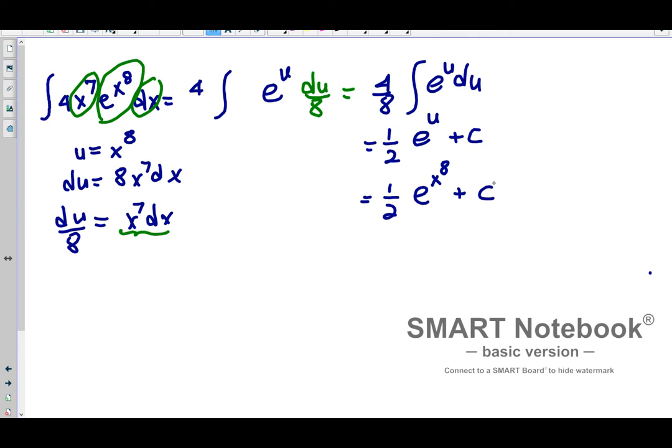And again, there's an easy way to check this answer. Differentiate all of it and see if you get the original question. So the derivative of e to the u is e to the u times u prime. For u prime, you differentiate the power, you get 8x to the 7. 8 over 2 gives you 4. Notice you already had a 4 there. And you have an x to the 7. There was an x to the 7 there. And you have e to the x to the 8. So you have the same exact original question. And so that's your proof that this is indeed the correct antiderivative.